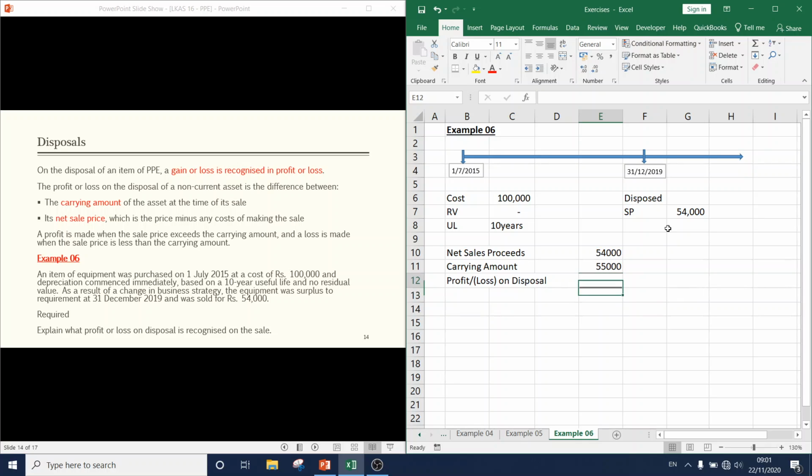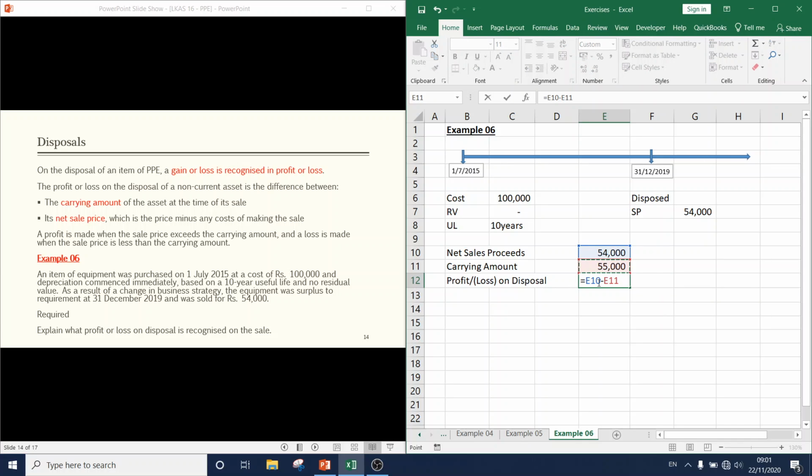So is there a profit or a loss from this disposal transaction? Our net sales proceed is 54,000, but our carrying amount is 55,000. So the carrying amount is higher than the net sales proceed. It means that is a loss to us. From the disposal transaction, we have generated a loss of 1,000. It is a loss.